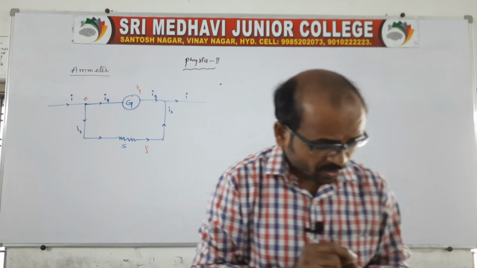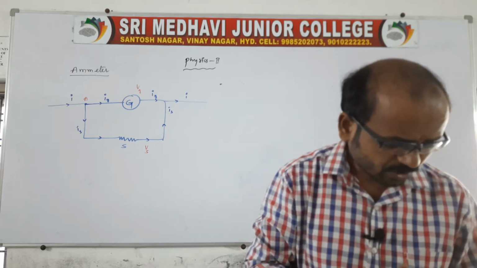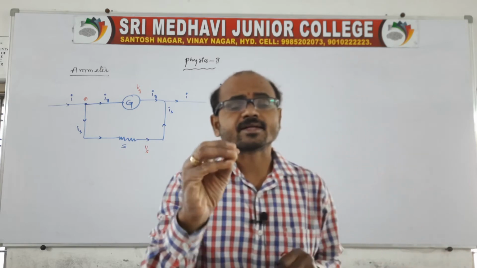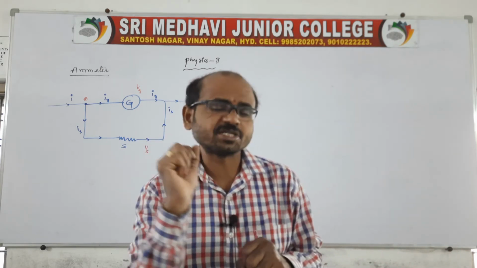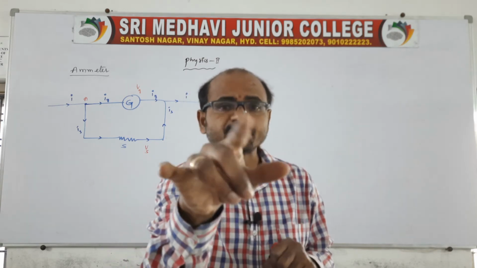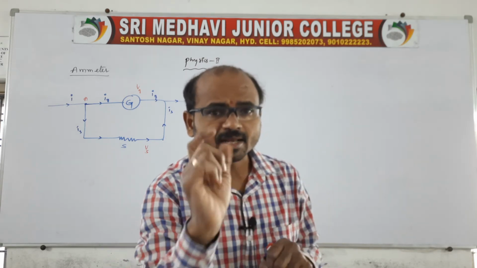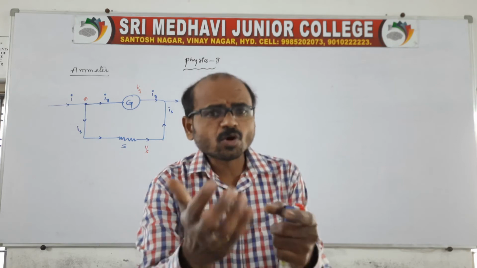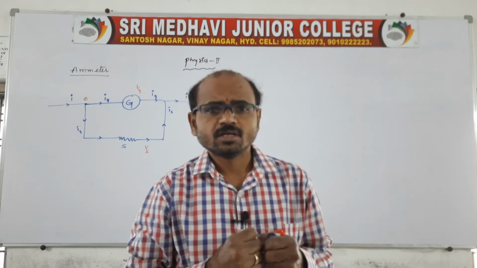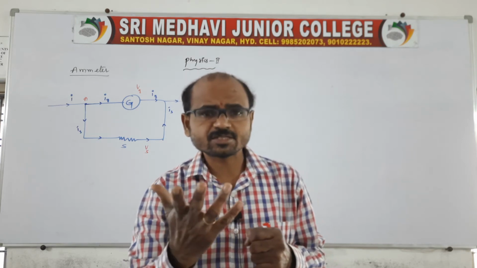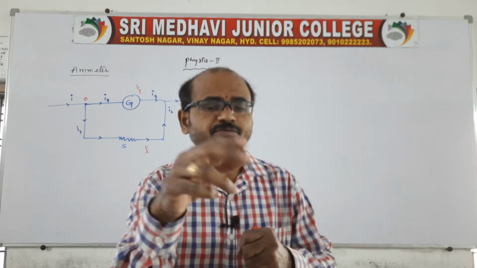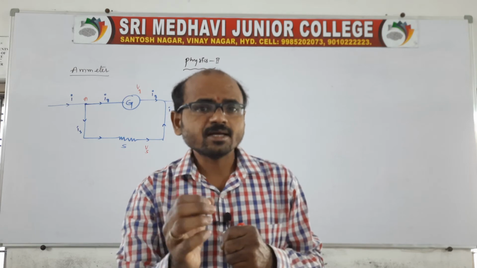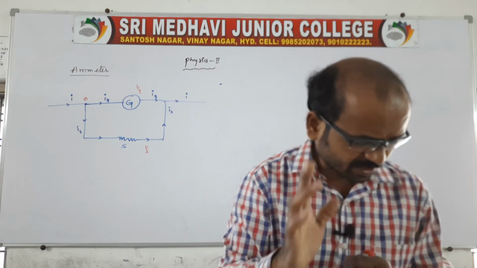Next point: remember that the resistance of an ammeter is very small. What is the resistance of an ideal ammeter? It is equal to 0. Very small means it is almost equal to 0, so for an ideal ammeter the resistance is 0, which is very important.